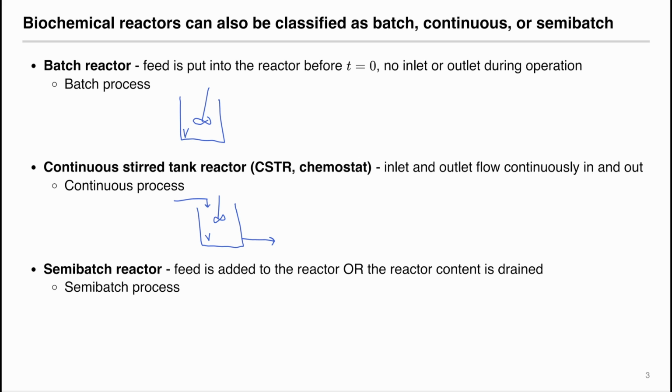And for a semi-batch reactor, either it has feed added to the reactor or the reactor content is drained during the process. We draw it as a vessel that has either an input with an agitator or an outlet. This one is the fed-batch reactor, which mimics adding feed during the process but not taking anything out. And the other reactor has its content drained.